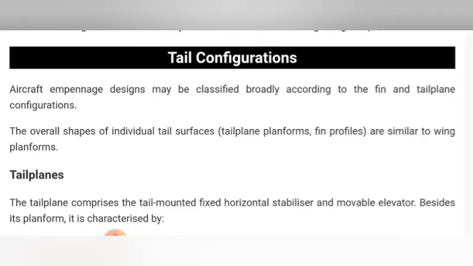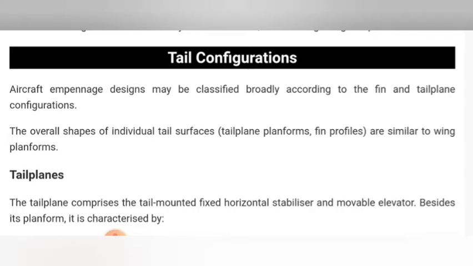Tail configurations. Aircraft empennage designs may be classified broadly according to the fin and tailplane configurations. The overall shapes of individual tail surfaces, tailplane platforms, and fin profiles are similar to wing platforms. Tailplanes. The tailplane comprises the tail-mounted fixed horizontal stabilizer and movable elevator.